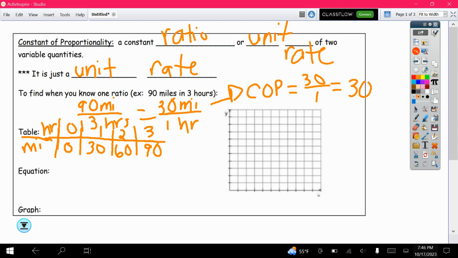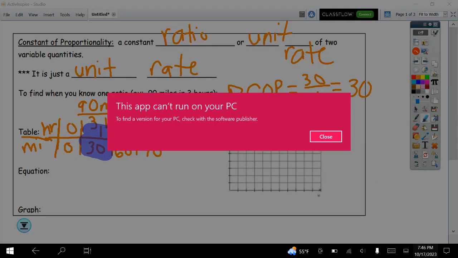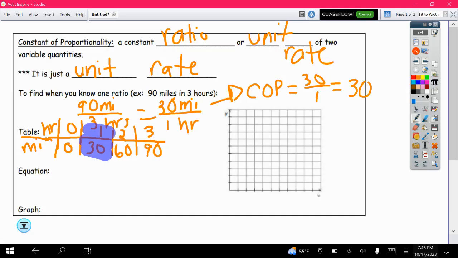So in that table, we can see our constant of proportionality is where our hours is 1 and our miles is 30. Now, when we write that constant of proportionality, we always want to write it as our y over our x. So instead of saying the ratio 1 over 30, we always want to say 30 over 1 is our constant of proportionality.